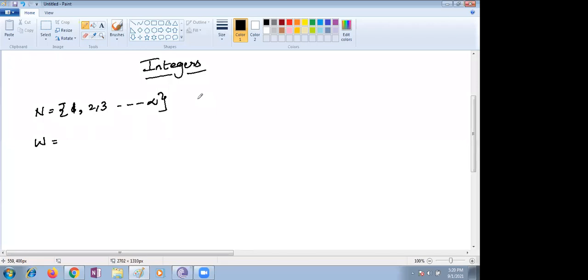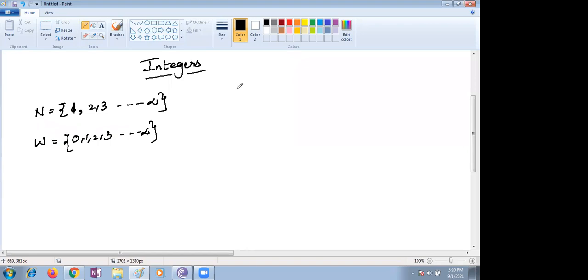Suppose there is a need for 0, so 0 was invented a little later. In the number system they added 0. So 0, 1, 2, 3, and so on, up to infinity, children. These are whole numbers. Now, this also does not satisfy our day-to-day life situations.